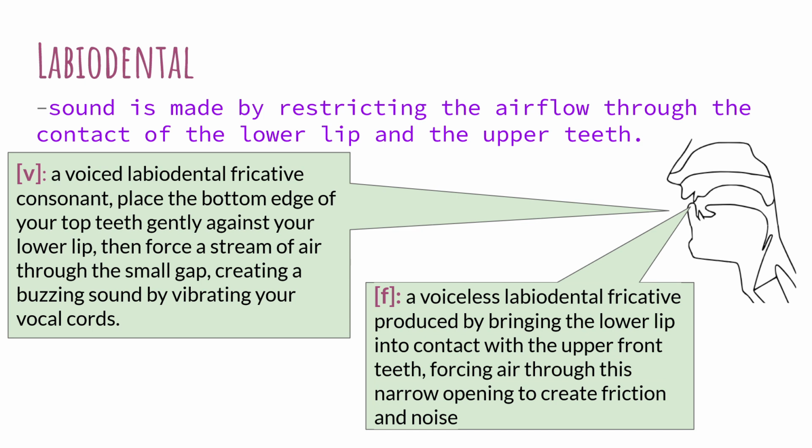The sound F is a voiceless labiodental fricative. It is pronounced by bringing the lower lip into contact with the upper front teeth, forcing air through this narrow opening to create friction and noise.